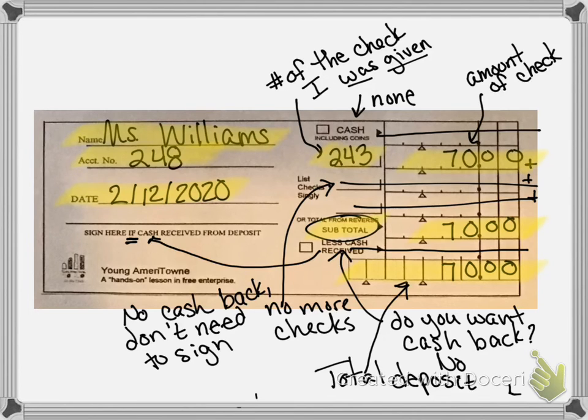The last thing you would do is if you wanted cash back, you would have to sign on that line. If you don't, you don't have to sign. All right, practice writing your deposit slips. Remember, it's for a check that someone gave you. It's not a check that you're paying someone else. A deposit slip is to put a check someone else wrote for you into your bank account.